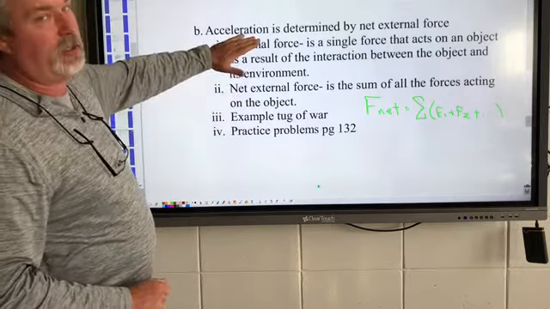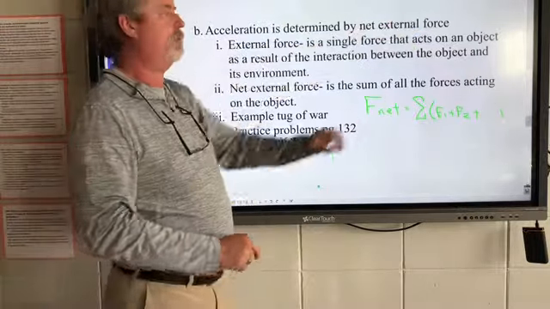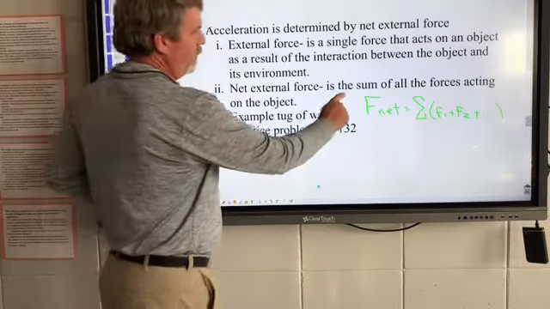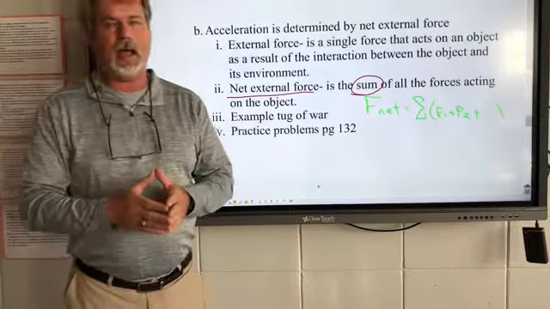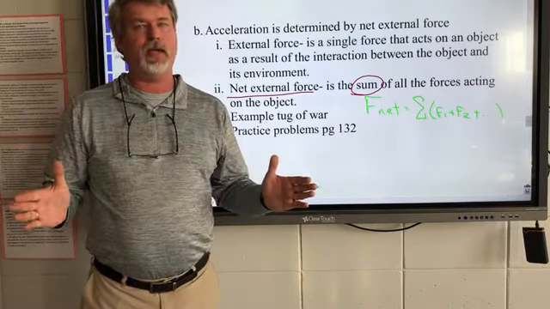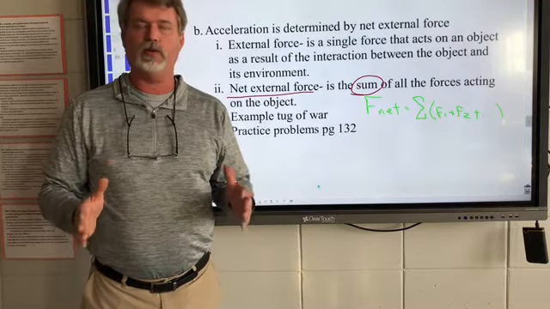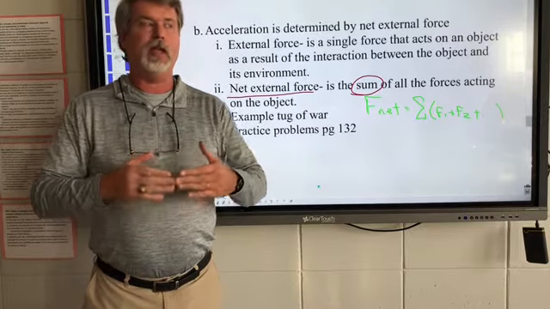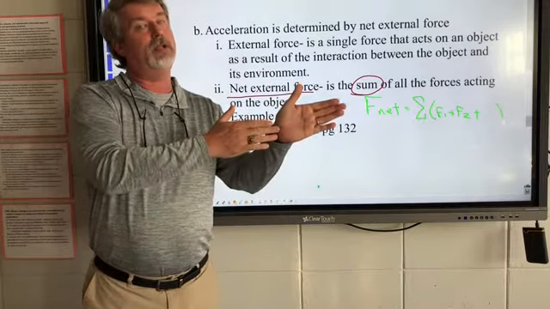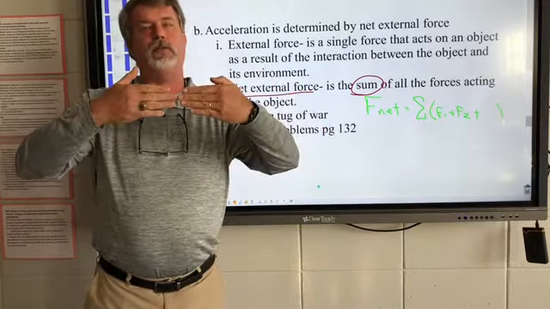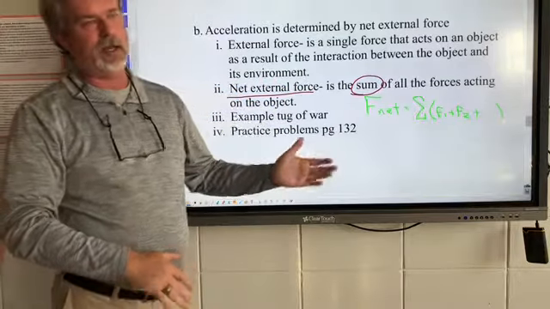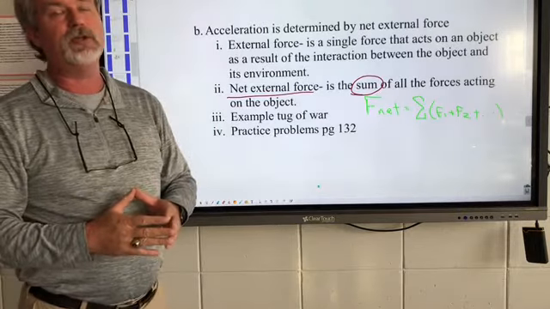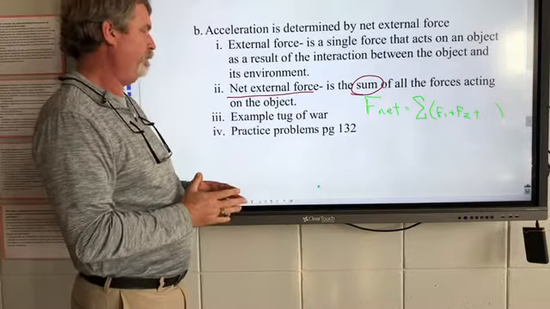How do we determine the acceleration from a net force? We sum them up. So the net external force is the sum. We add them. Why did we spend all the time on vectors? Because if we want to get a net force, we need to add the vectors. Now vectors could go in the same direction. We just add them. Vectors could go in opposite directions. We subtract them. Vectors could be at 90 degrees, Pythagorean theorem, and so forth. We could use even the component method.